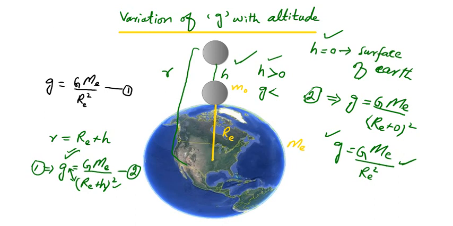We can write this equation in another form as well. How can I write it? As we know, g with altitude, for example, with the height, is written as G ME divided by RE plus h, with respect to altitude, all squared. And let's say this is equation number 1.